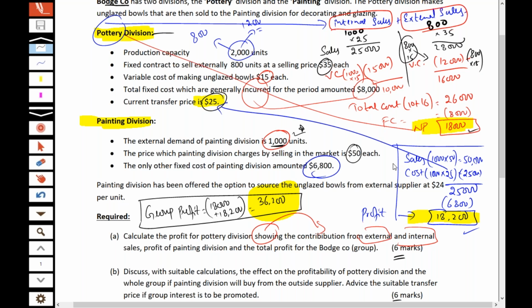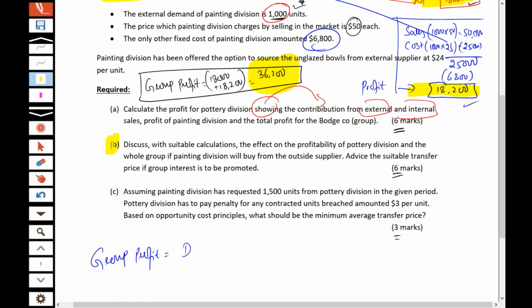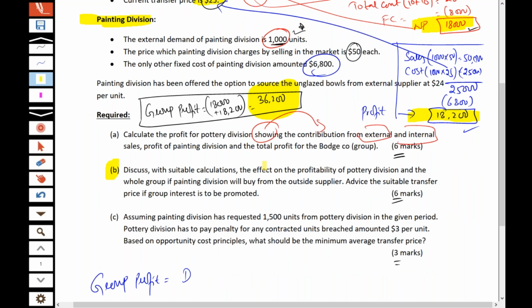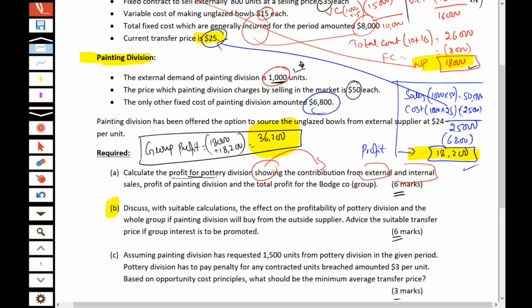Asadullah, because it was not being asked, I'm addressing your specific question, and obviously it is relevant for all of you. It is relevant for all of you why the painting division will not be sourcing this at 24, because it is not being asked. That is the requirement for the part B perspective. In part A, it is just being asked to calculate the profit for pottery at the current transfer price only. Calculate the profit, which is the current dealing.